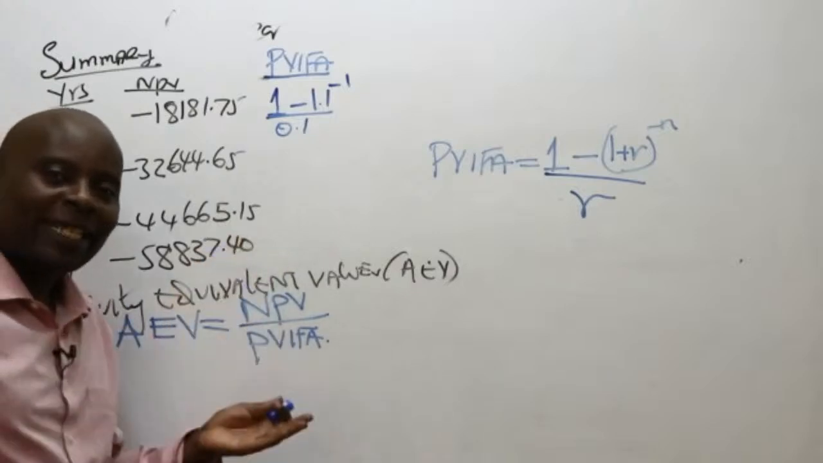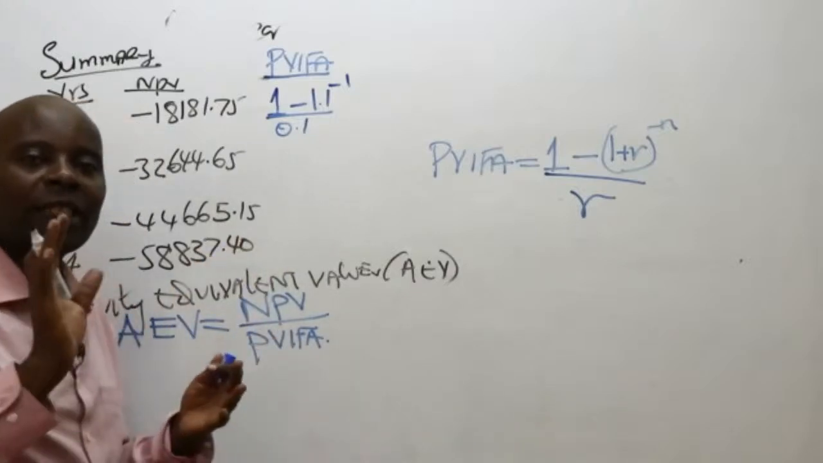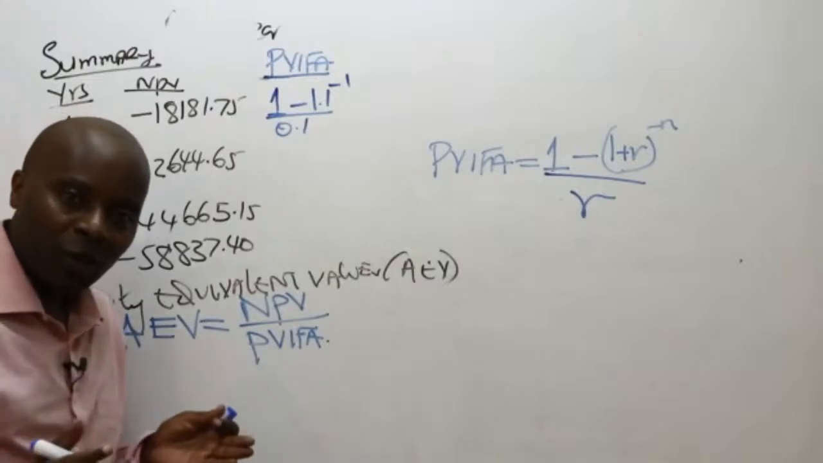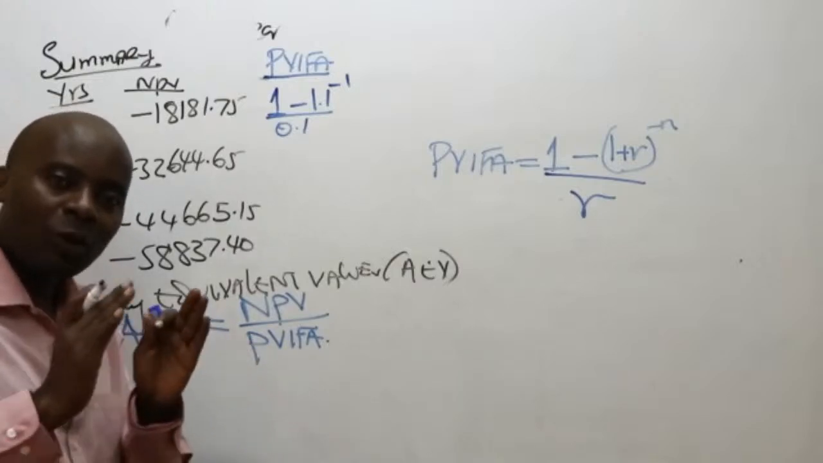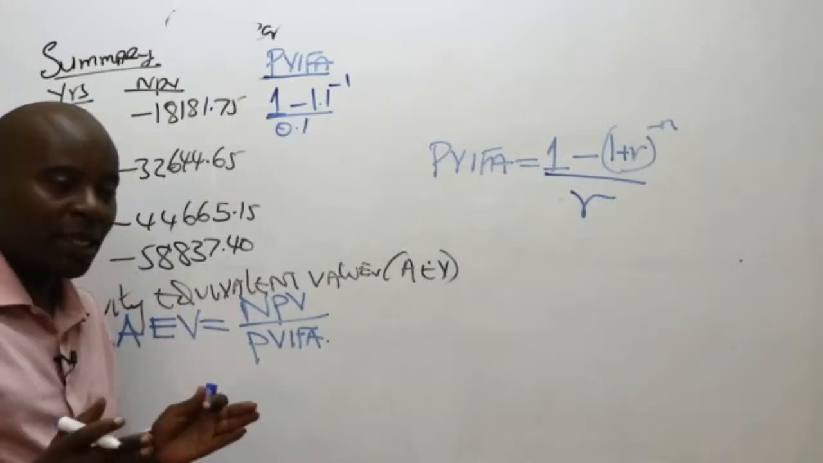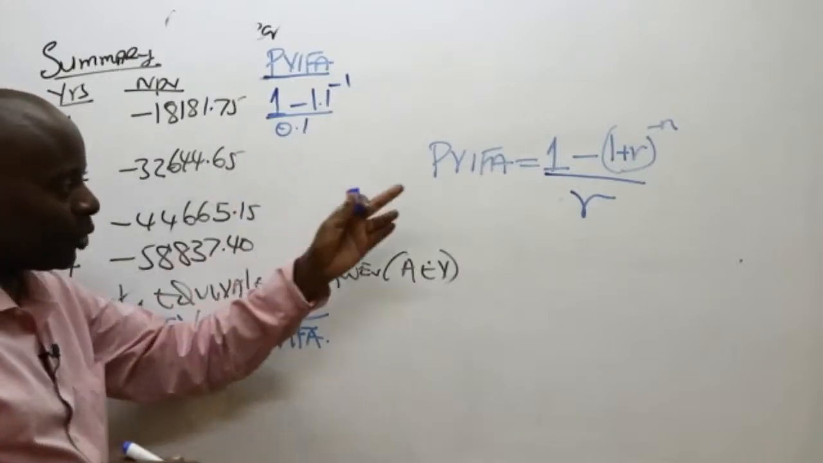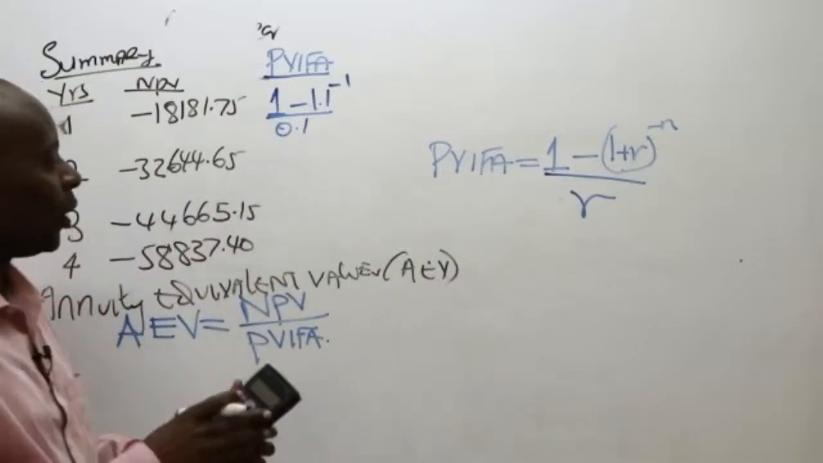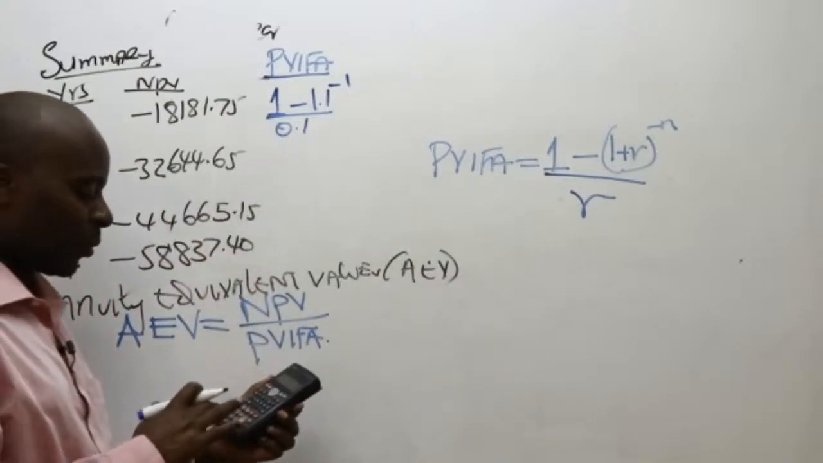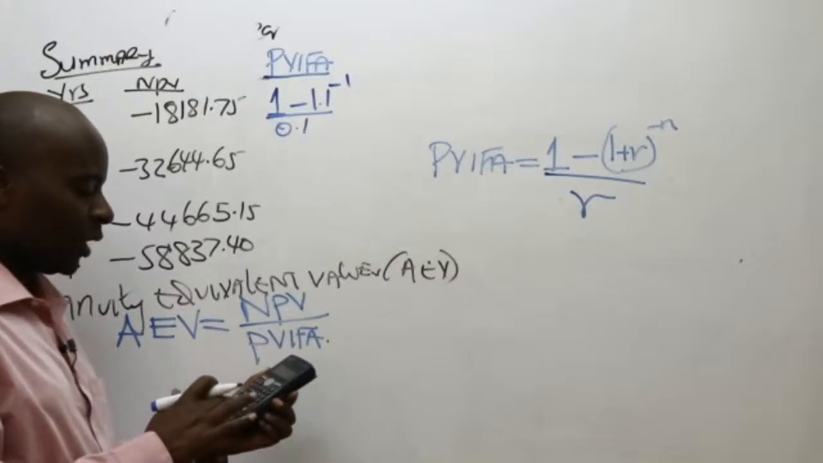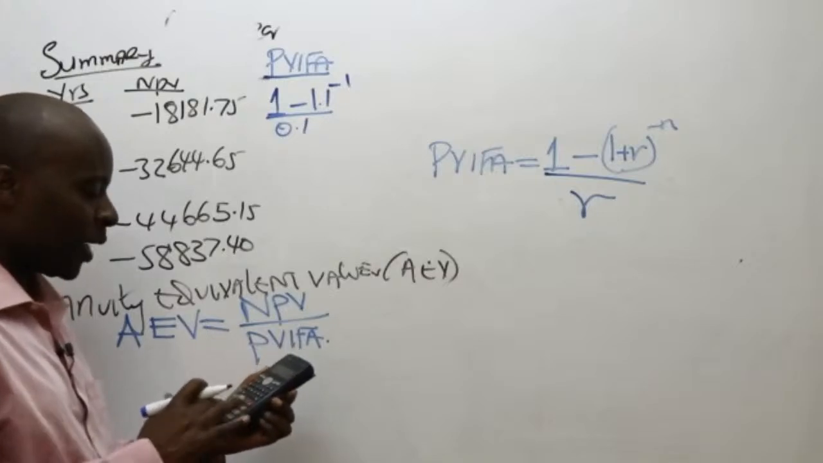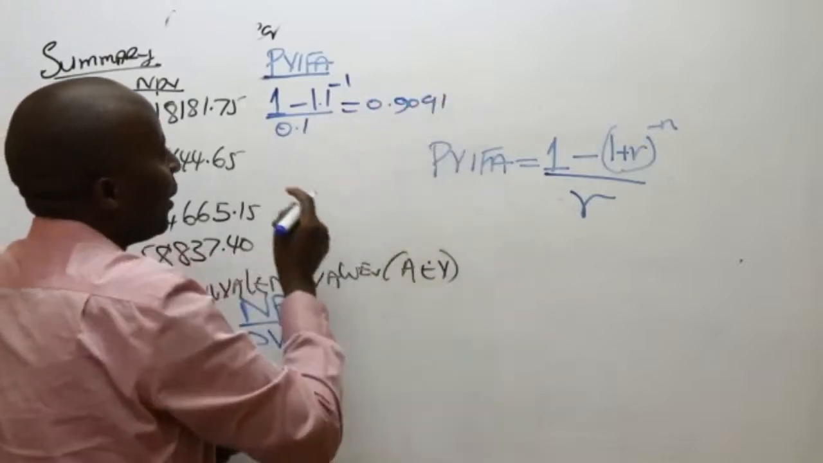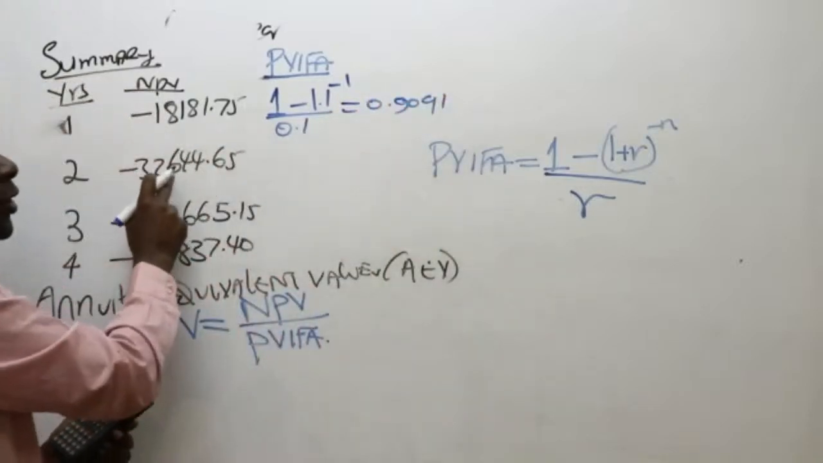Of course, for 10%, it will be nice for me to get the figures from my table. But I know the current exam, and I can tell you this with a lot of certainty. Nowadays, the examiner will give you rates, so you need to remember the formula. So can somebody punch this? When you punch this in your calculator, you will say 1 minus 1.1 raised to minus 1, everything divided by 0.1, which gives us 0.9091.